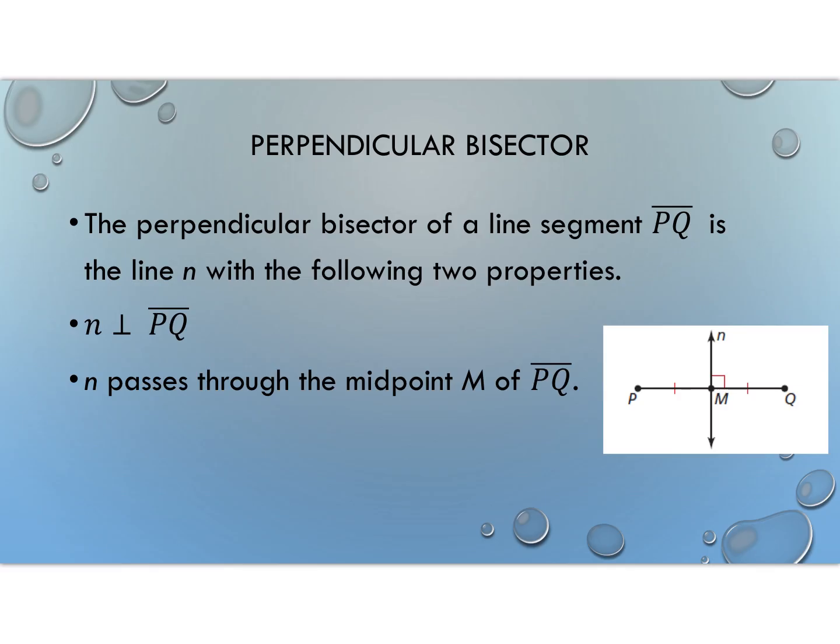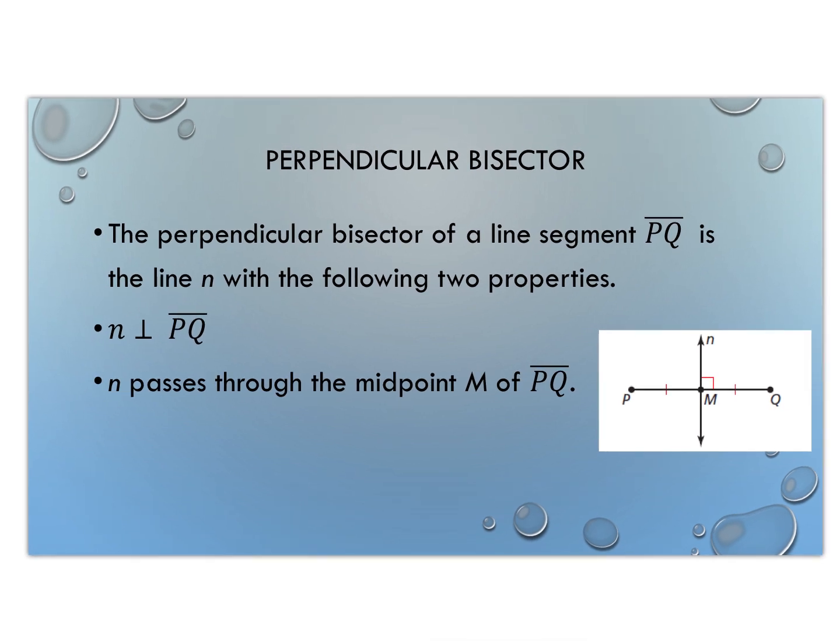So now we come over to here and we learn about perpendicular bisectors. So the perpendicular bisector of a line segment PQ. Notice we're starting with line segment PQ, and we're talking about the perpendicular bisector. The perpendicular bisector of it is line N with the following two properties. So what does a perpendicular bisector have to have? Well, it's in the name. In other words, line N must be perpendicular to line PQ, and it is. Check. And the second thing is N must pass through the midpoint of PQ, which is point M.